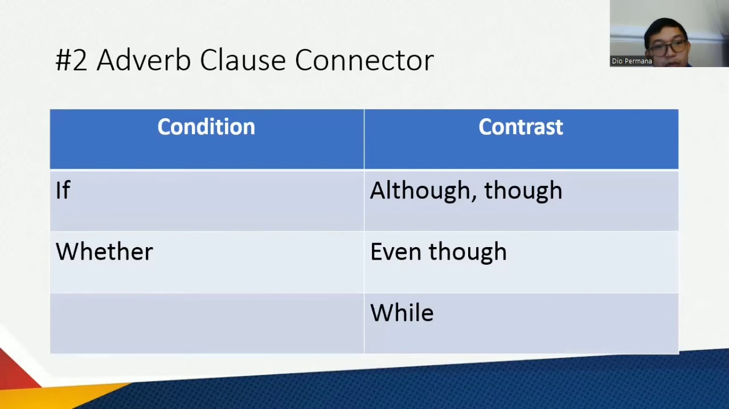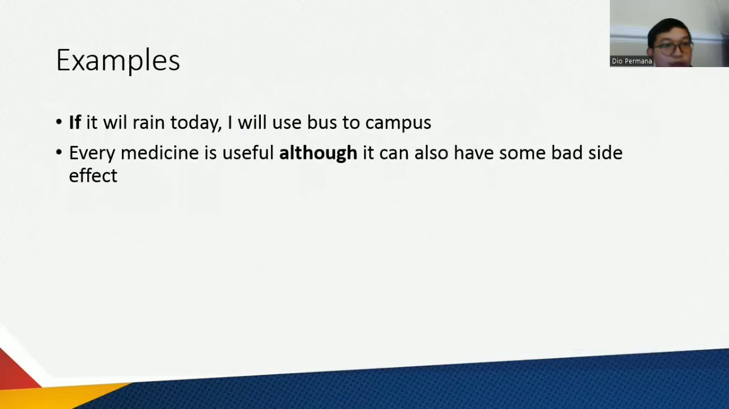And then here we have adverb clause connectors. You can use if and whether for a condition. Kondisi. And then for contrast we have although, though, even though, and while. In Bahasa Indonesia we can define it as bagaimanapun, meskipun. Itu adalah kontras.